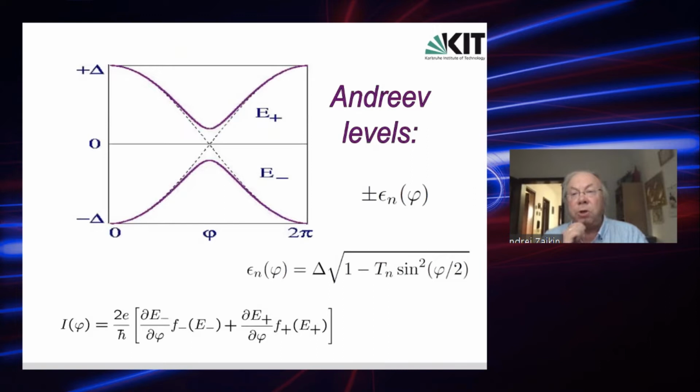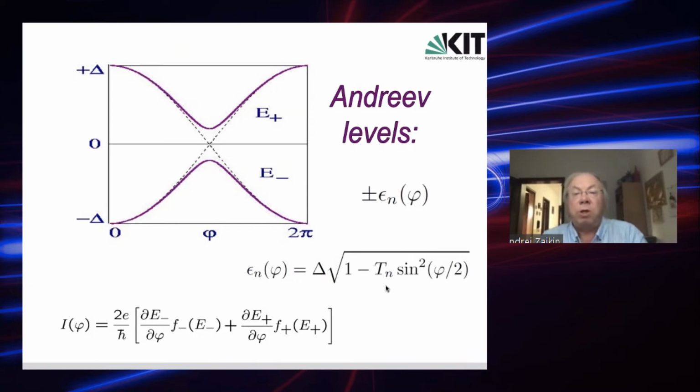Now, it was pointed out long ago that if one considers subgap states, which are called Andreev levels, inside this weak link, then in the case of a short weak link, you have two discrete Andreev levels, and this is a formula which defines the energy of these Andreev levels as a function of the phase difference across this weak link and the transmission channels, this Tn.